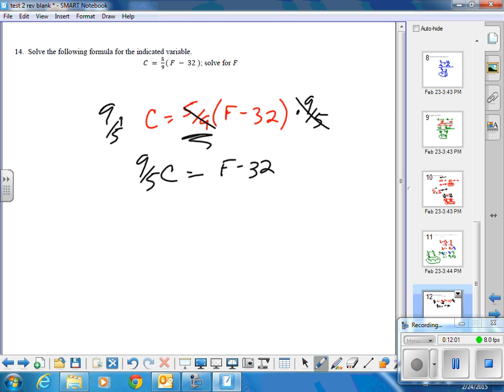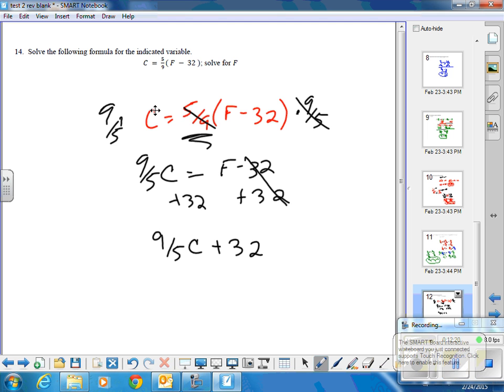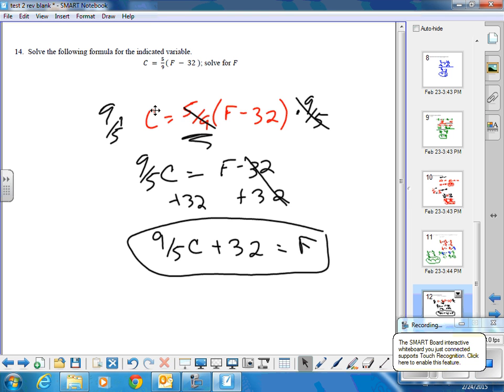Now from here, it's a simple plus 32, easy as pie. Remember, I cannot combine 32 and 9/5 c, because one of them is a variable and one of them is not. And so, plus 32 is equal to f. And so I solve for f. And that's all I need to do for this problem.